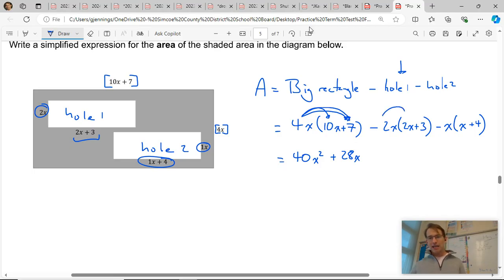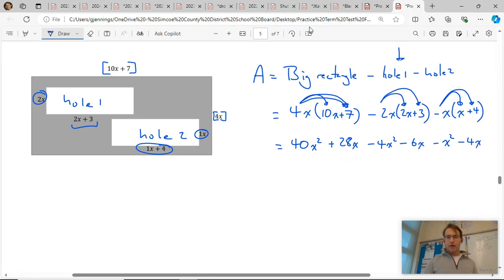And then we have minus 2x times 2x. That will be minus 4x squared. Minus 2x times 3 will be minus 6x. Minus x times x will be minus x squared. And minus x times 4 will be minus 4x. All right, we're almost there.